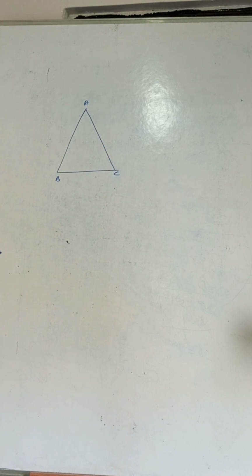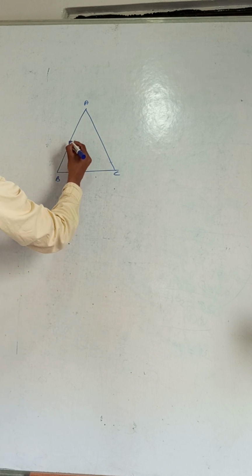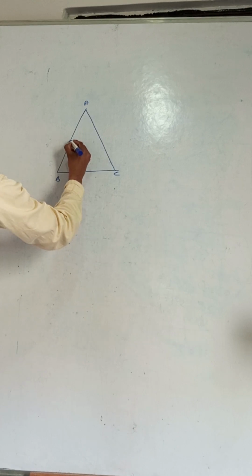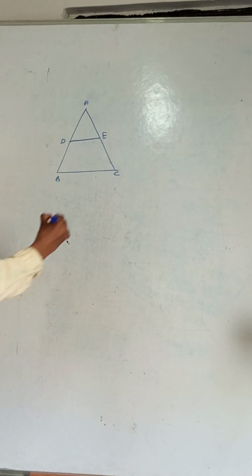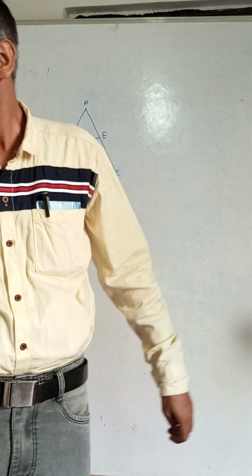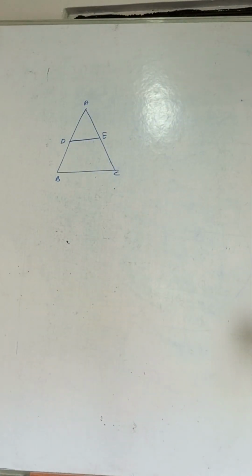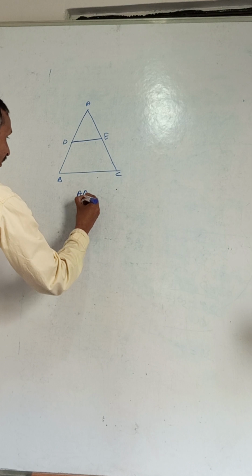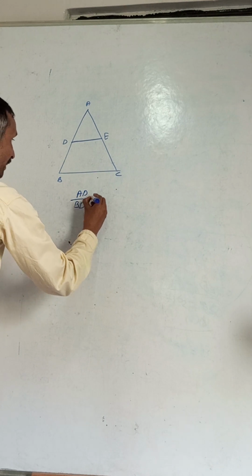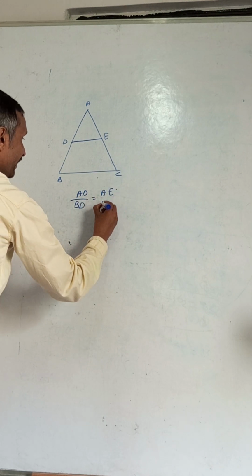In that, if I draw a line parallel to any other side, suppose that I draw a parallel line to BC, and that is D and E. I draw the parallel line. After drawing the parallel line, we can see, then it divides the triangle in proportion. How is it? It is given that AD by BD is equal to AE by EC.